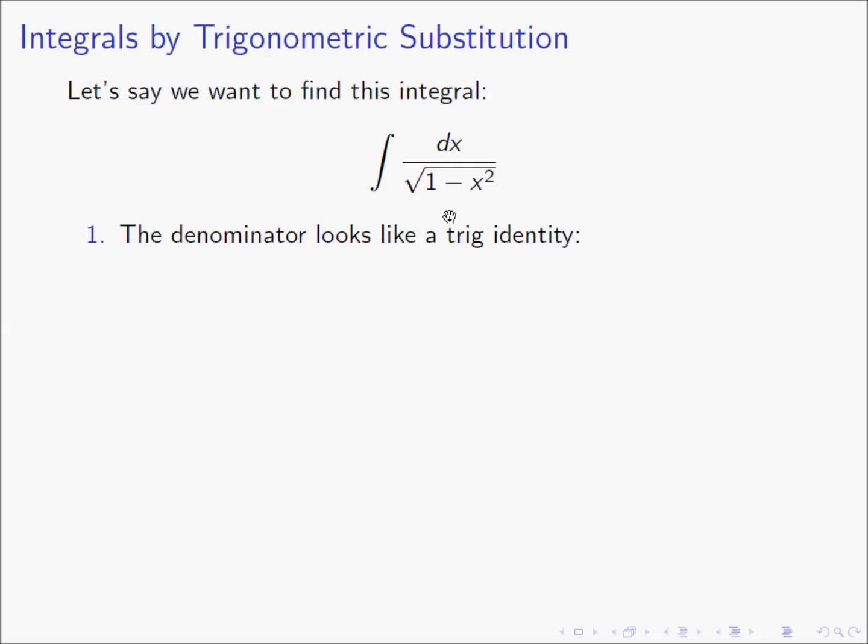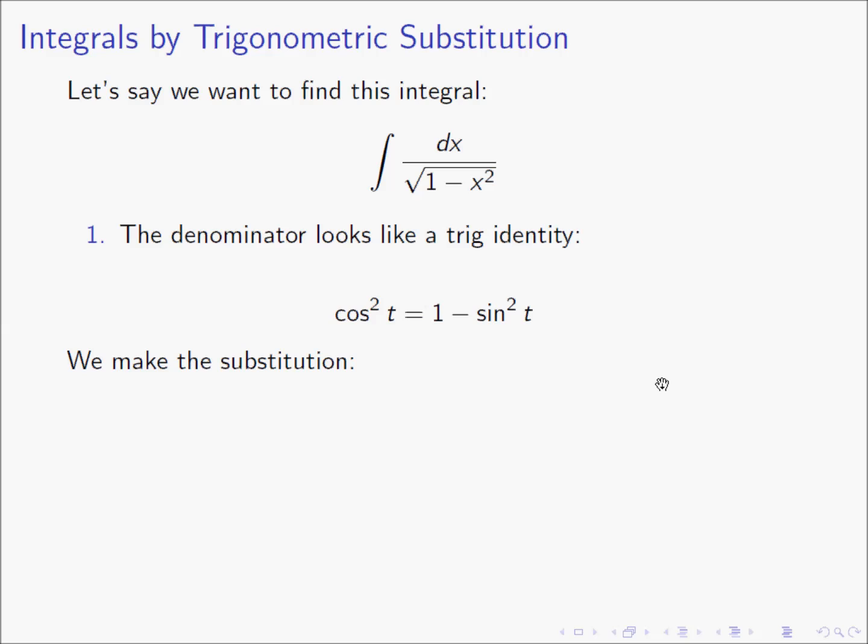What I'm talking about is this. If you look at this basic trig identity, that is, cosine squared is 1 minus sine squared, you'll see that this side of the equation looks very similar to this expression in the integral.